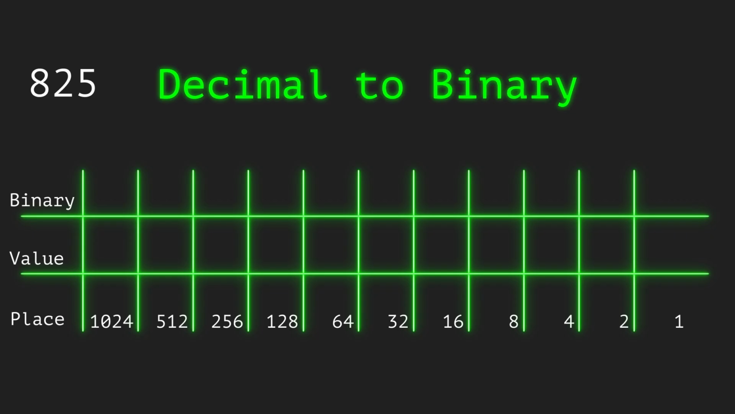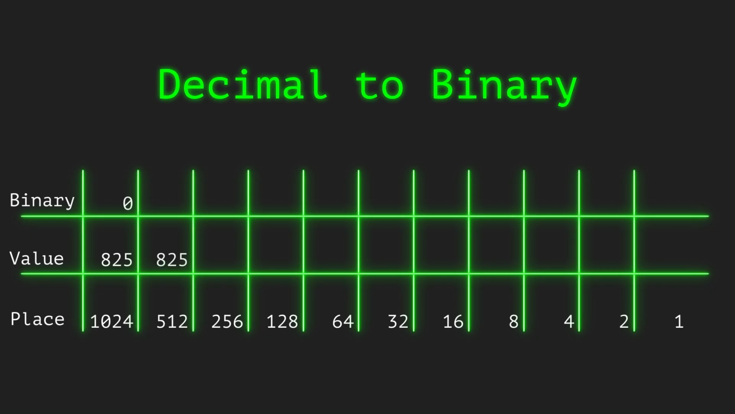To start, let's write our value 825 in the leftmost value slot. In order to do this conversion, we'll first compare the value with the place. If the place is smaller, we can write a 0 in the binary row, otherwise we'll write a 1. Since 825 is smaller than 1024, we'll write a 0 in the binary row, and then write 825 in the next column over.